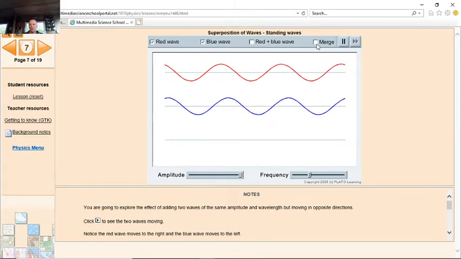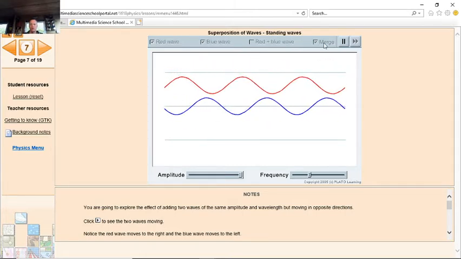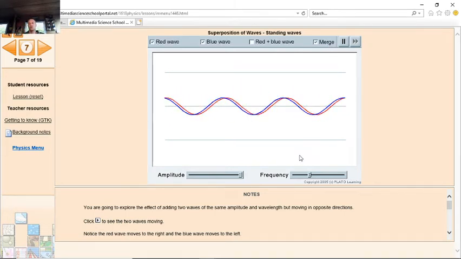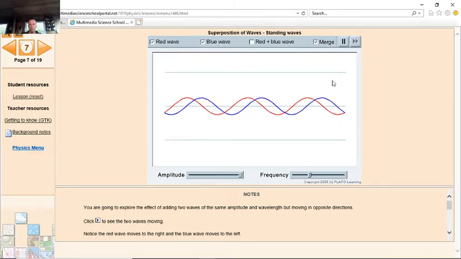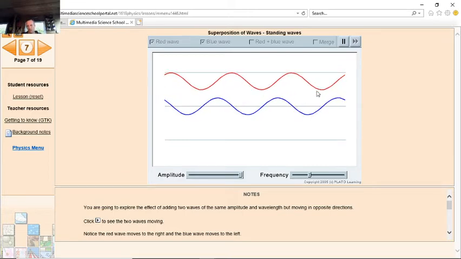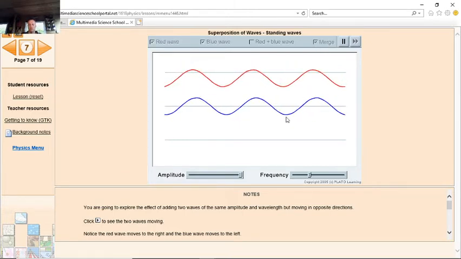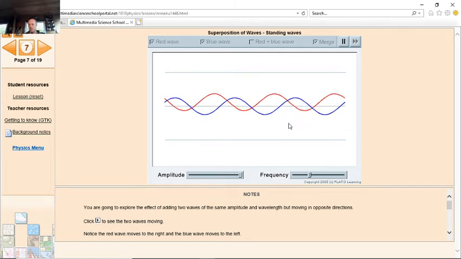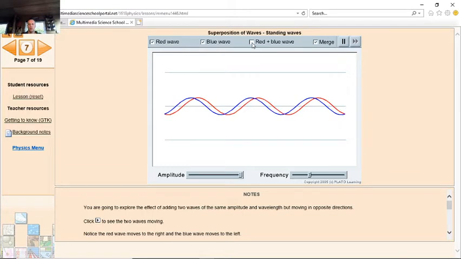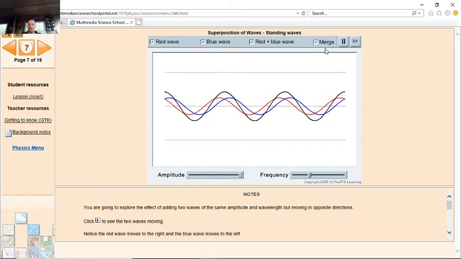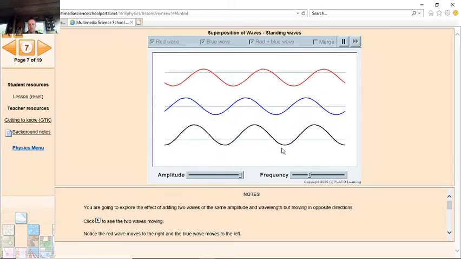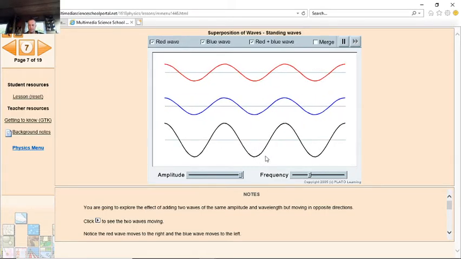But what I'm going to do now is show you really how the stationary wave forms. Because now I'm going to put red and blue over the top. And remember, the red one is going to the right and the blue one's going to the left. Merge them again. Therefore, we have superposition. We can then get the resultant wave, which is going to be in black. I'll take the merge away again. That is the stationary wave, which you see going up and down.